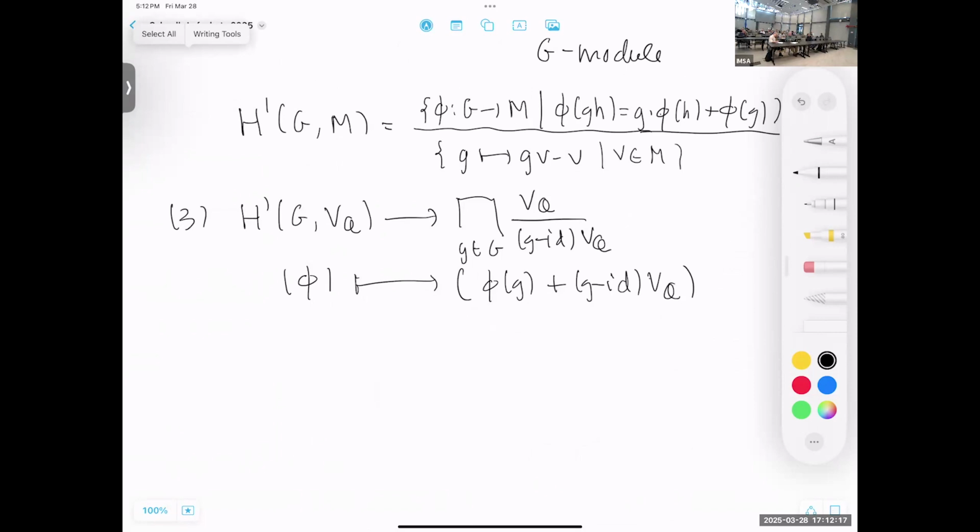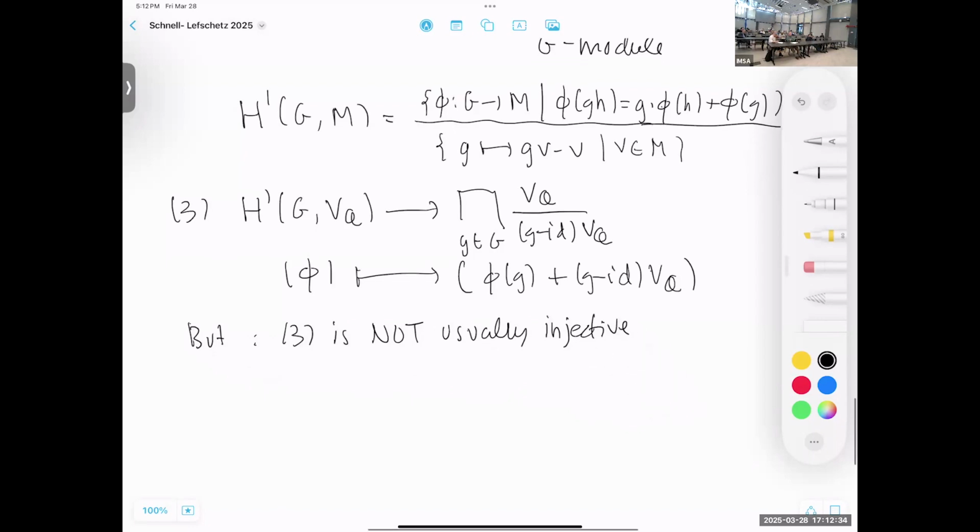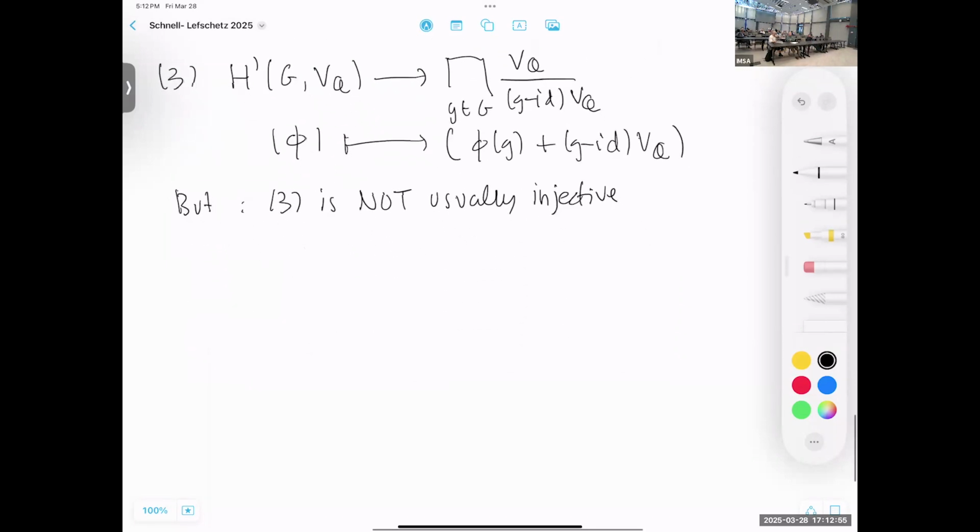But sadly, the third map is not usually injective, not for algebraic reasons, right? I gave in my paper an explicit example. I'm not going to write it down for you because it's not very insightful to see it, but you can take the simplest kind of group, just Z^2, the abelian group with 2 generators, acting on a 3-dimensional vector space by 2 explicit matrices, and you write this out and you see that the map is not injective. So it's very easy to come up with such examples.